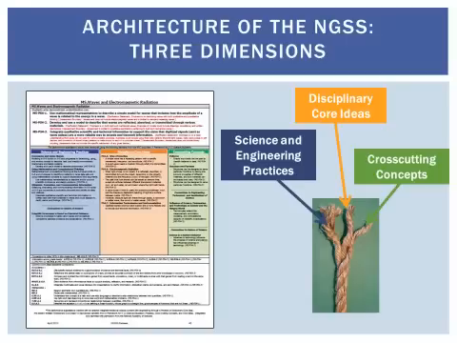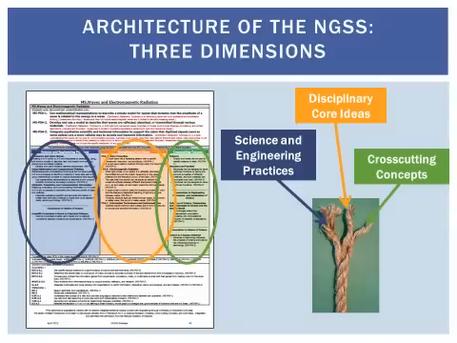One thing you may have noticed is the three colored areas in the center of the document. These represent the three dimensions of the framework: the science and engineering practices, or the things students do in the classroom as they learn science, like planning and conducting an investigation, asking questions, etc. The disciplinary core ideas, or the science content, and the cross-cutting concepts, themes that cross every field of science, like patterns or structure and function, and so on.